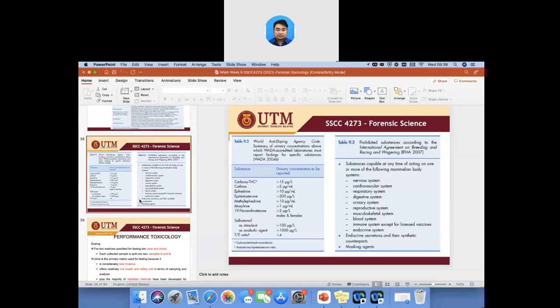Okay. This table is also provided by the World Anti-Doping Agency code, the summary of urinary concentration above which WADA accredited laboratories must report findings for specific substances. So for urine samples, these are the thresholds that need to be reported if the specimen has exceeded this threshold. Okay, all right.